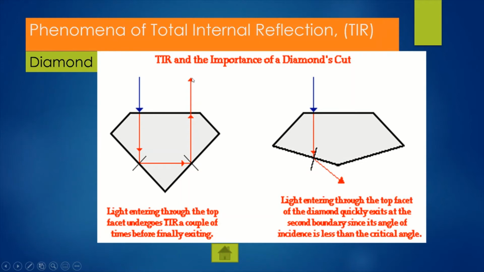Okay, so how can it be reflected back and not refract out? It is because of the cut, right? So the cut of the diamond is very important. If the cut is done correctly in such a way that the incident angle is always more than the critical angle, total internal reflection takes place repeatedly, and then finally it's refracted out.